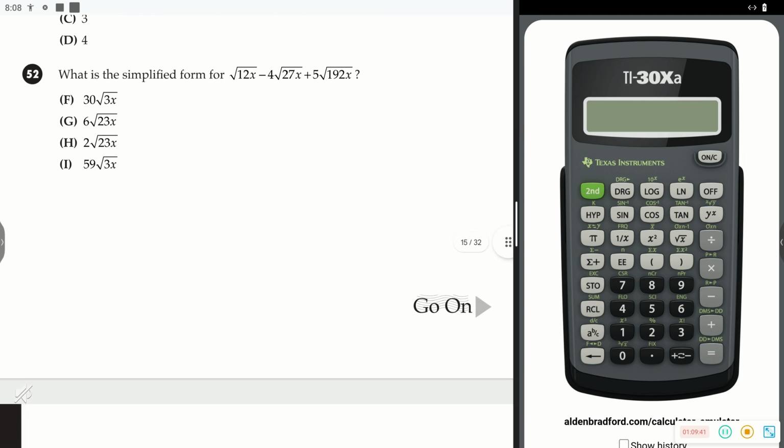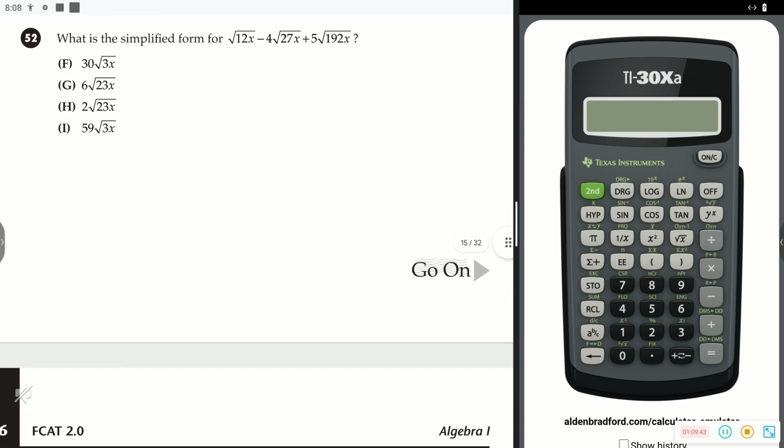Next one. What is the simplified form of this expression? All right, so if you look, the operation that we're doing for these radicals is minus and plus. So that means we have to have the same number under the radical, and then we can add or subtract the numbers in front, and we can just keep the radical the same. So it looks like the number underneath that we're going to have in common is going to be 3.